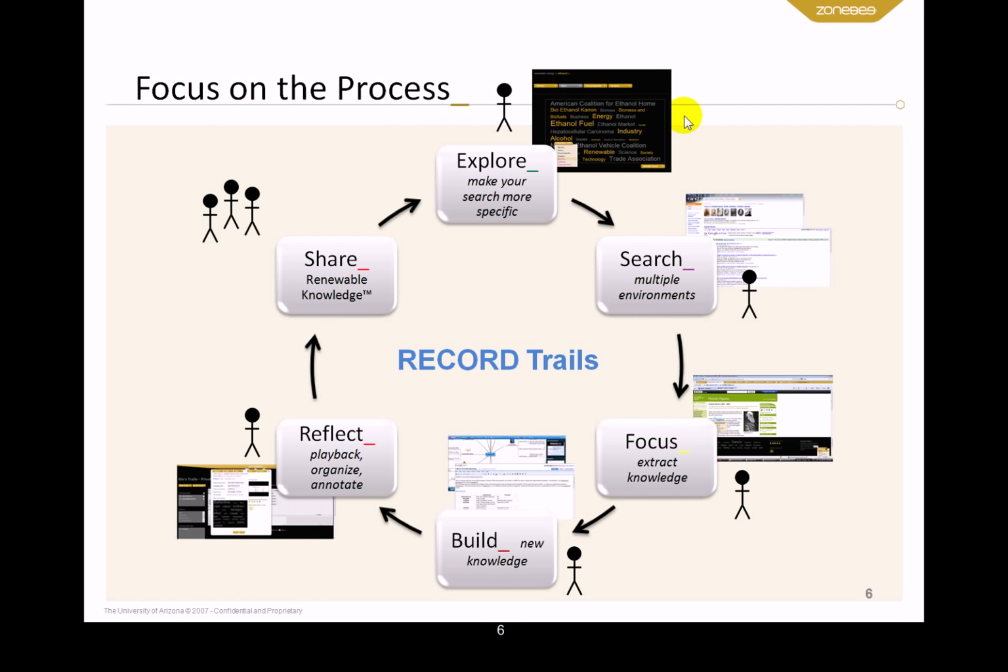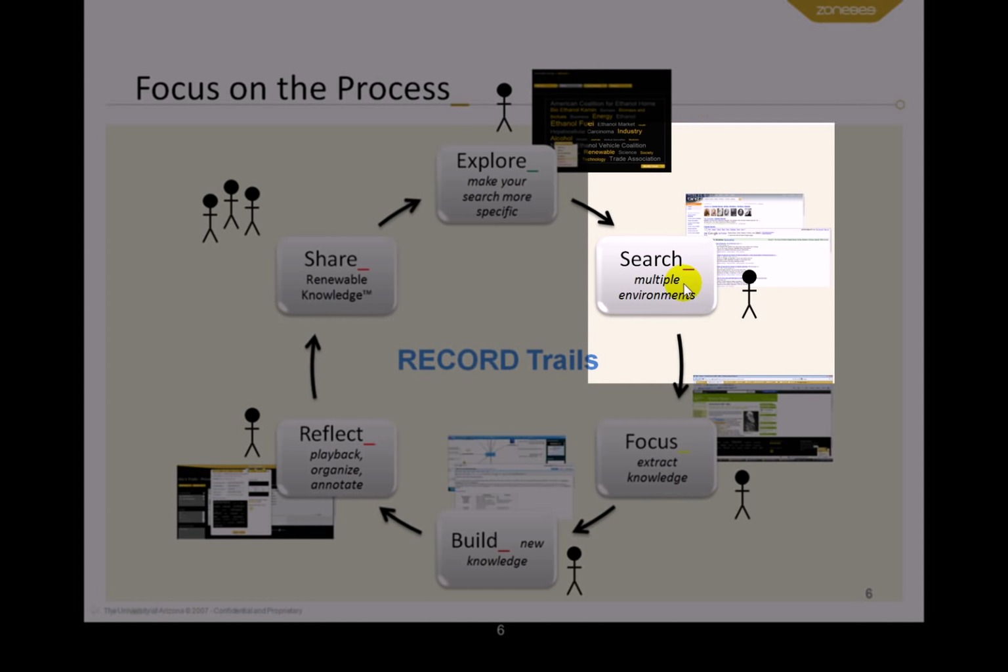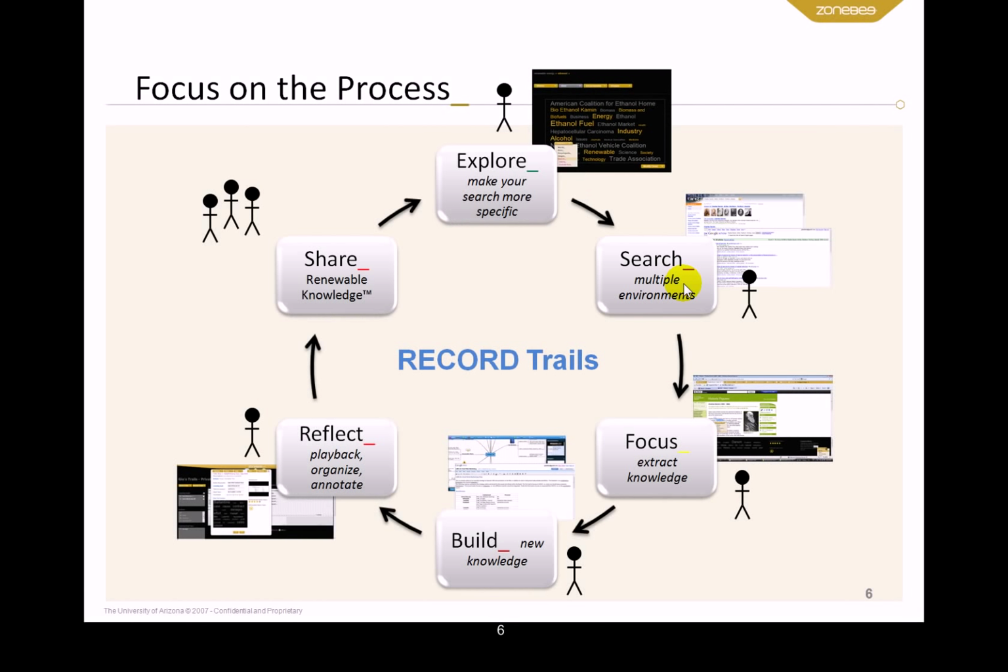finding terms that are already out there in use on the internet by experts who've discussed this topic. Search allows you to search multiple environments at once using filters that get you, for example, access to academic documents or entertainment-oriented documents, videos or images, and so on.